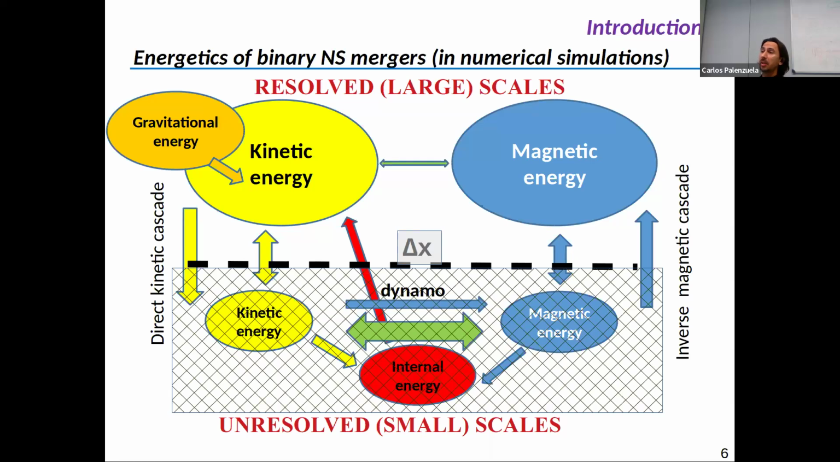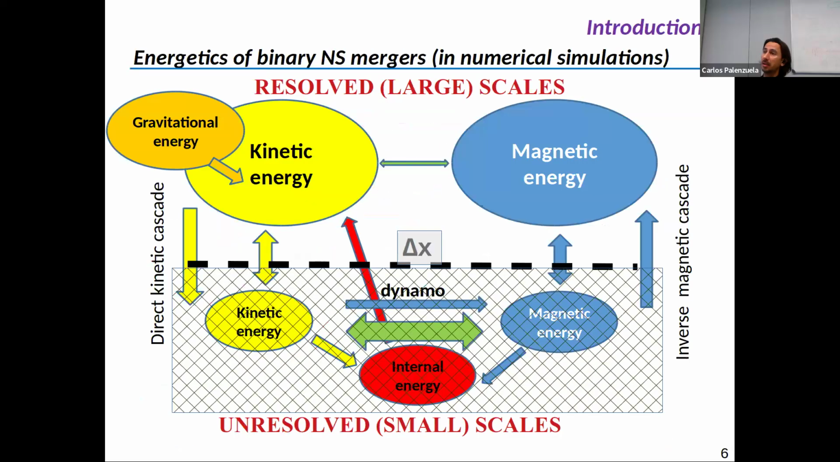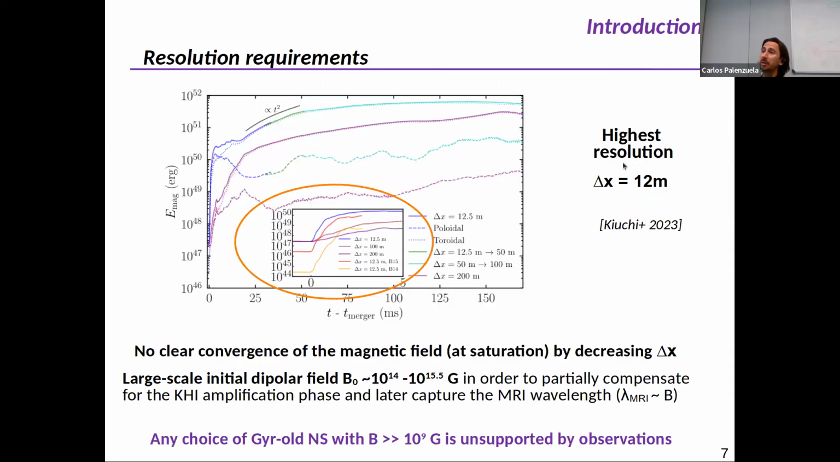So what do we do in those cases, or what is the effect? Well, one can always try to push this bar lower and lower by increasing the resolution, but even with the highest resolutions, a convergence of the magnetic field at the saturation, when this turbulent state saturates, has not been observed, even with resolutions of 12 meters.